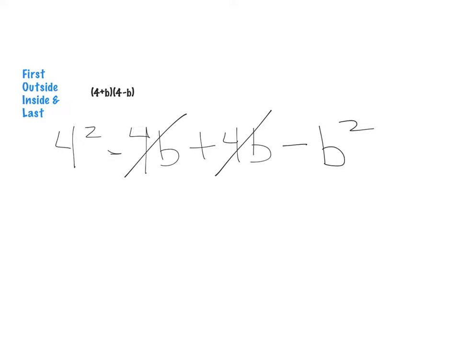So 4 squared is what? 4 squared means 4 times 4. So that equals 16. Then what we have left at this point is our negative B squared. So we're going to minus our B squared. So the end result is the difference of 2 squares. 16 is a square, as we know, because that is 4 squared, and B squared already is a square. So we have the difference of 2 squares.